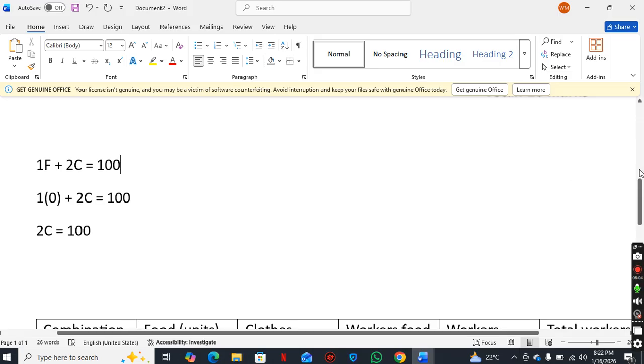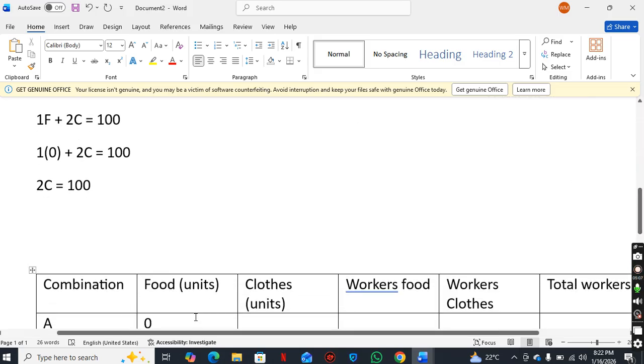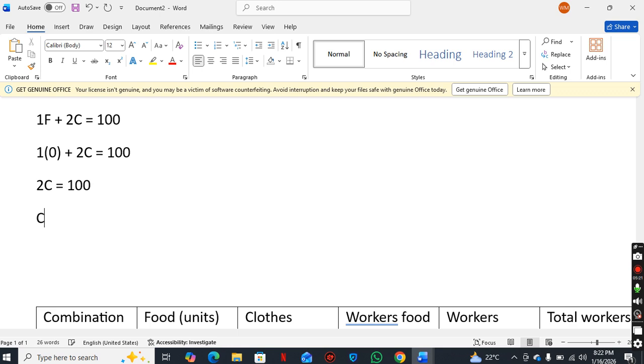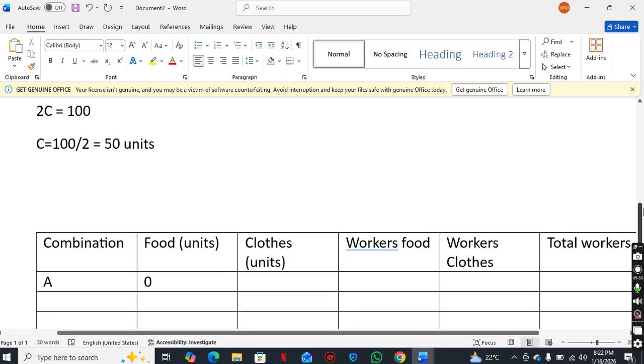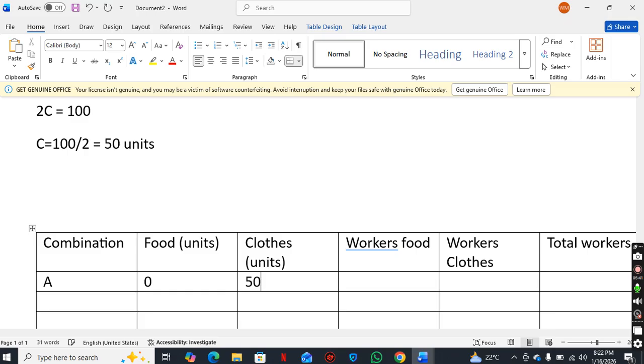So what I'm saying is this: if you produce 0 units of food, how many clothes can we produce? That's what I put in the equation here. 2C equals 100. To get the value of C, we divide 100 by 2, which gives 50 units of clothes. So if we don't produce any food and we tell all our 100 workers to work on clothes, they will be able to produce 50 units of clothes.